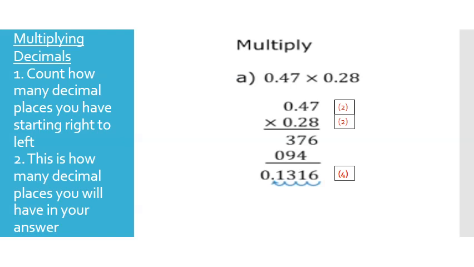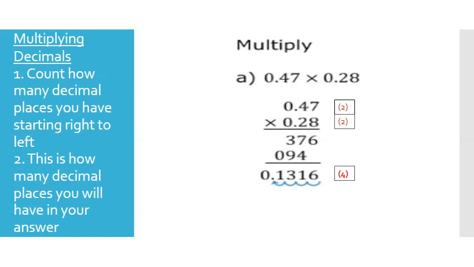Since our answer is 1316, we're going to start from the right and work left, and move the decimal point 4 places to the left. Before the 6 is the first, before the 1 is the second, before the 3 is the third, and then before the 1 is the fourth. So your answer is 0.1316.